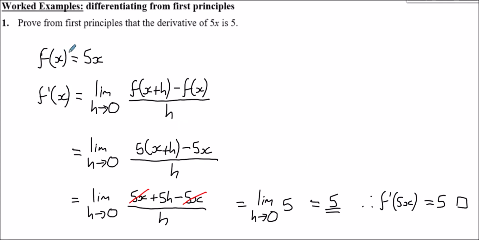Okay, and that's what you probably already knew. If you've got a graph of y equals 5x, just using the idea of y equals mx plus c, the gradient is just the coefficient of x, which is 5. So it's obvious you should know this, but this proves it very robustly. The gradient function of 5x is 5.